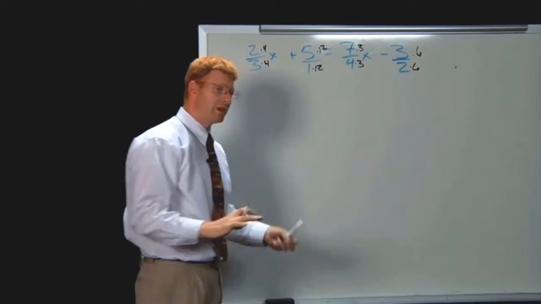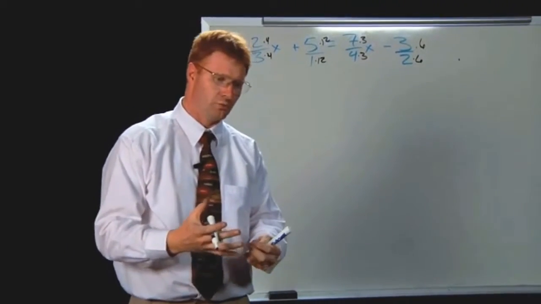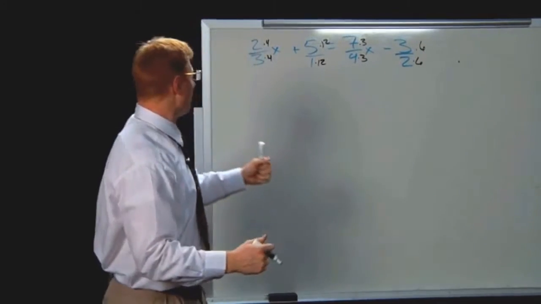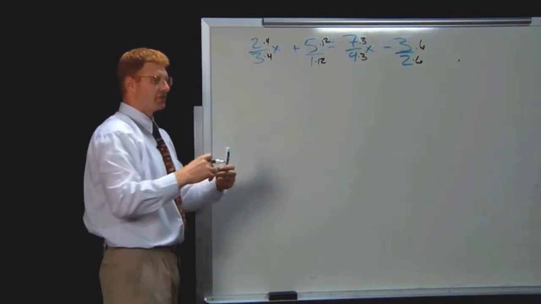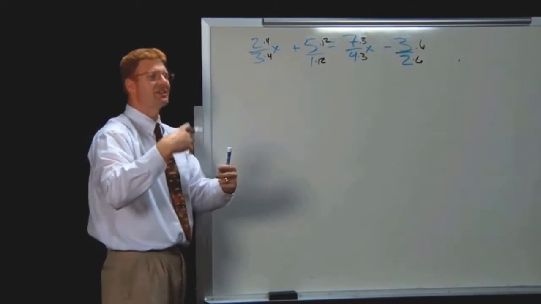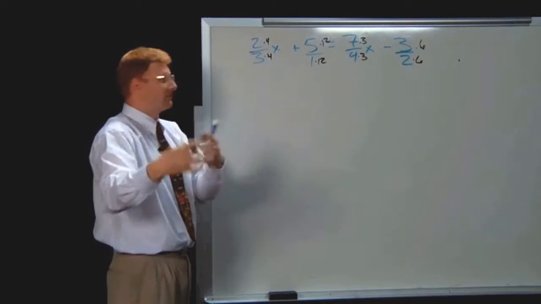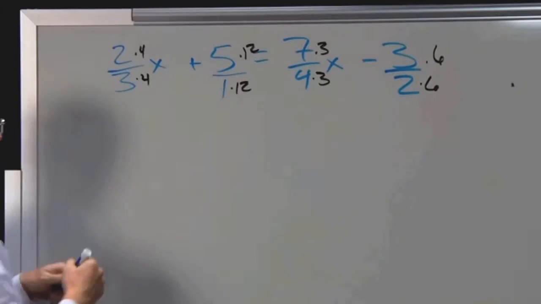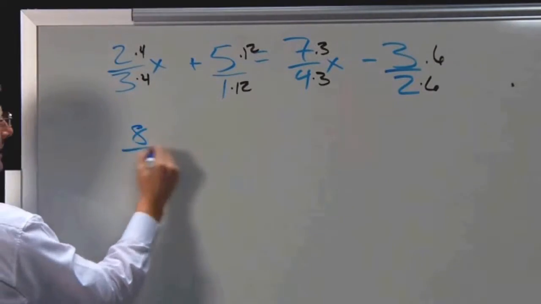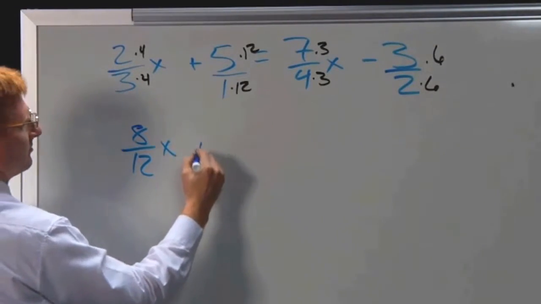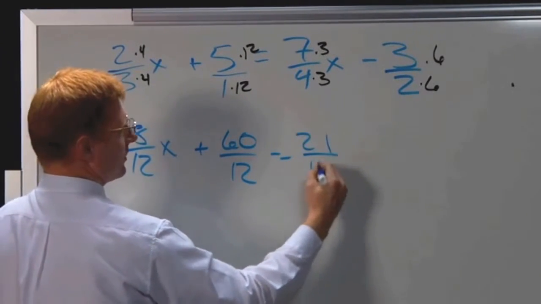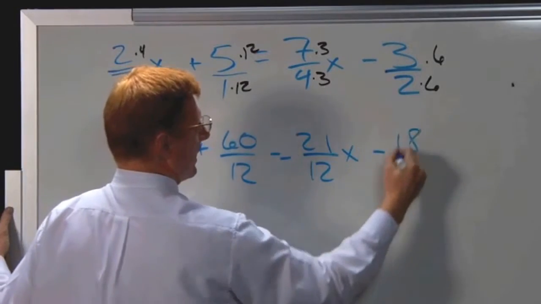Now you should note, we have not used our ability to multiply something on both sides of the equation. We have not done that. All we've done is taken this fraction and shown, hey, it has another name. There's another name that we could complexify this up to. And so we get 8/12 x plus 60/12 equals 21/12 x minus 18/12.